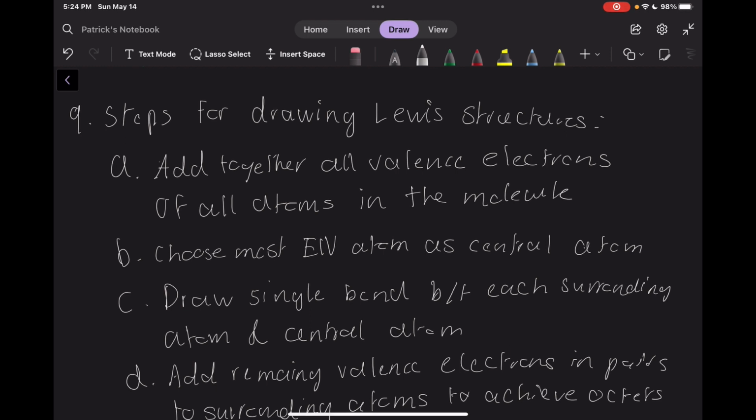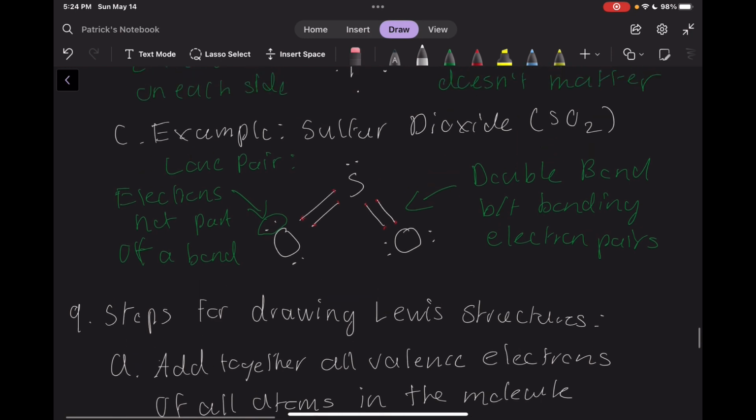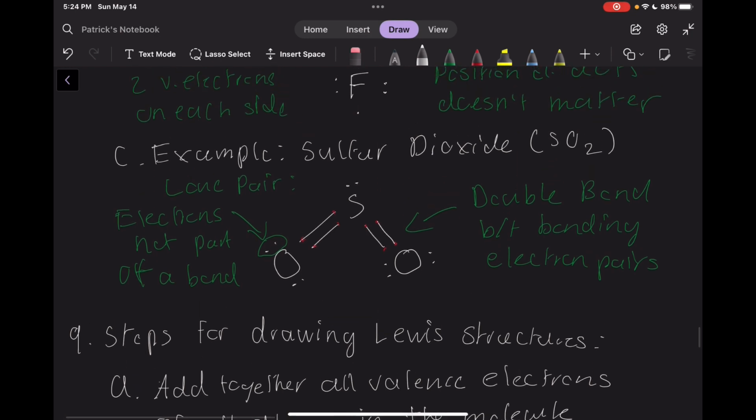The next step is to choose the most electronegative atom to be the central atom, or the atom that all the others are bonded to. In our sulfur dioxide example, up here for instance, sulfur is more electronegative than oxygen, so it was the central atom. Both oxygen atoms are bonded to the sulfur atom and not to each other.